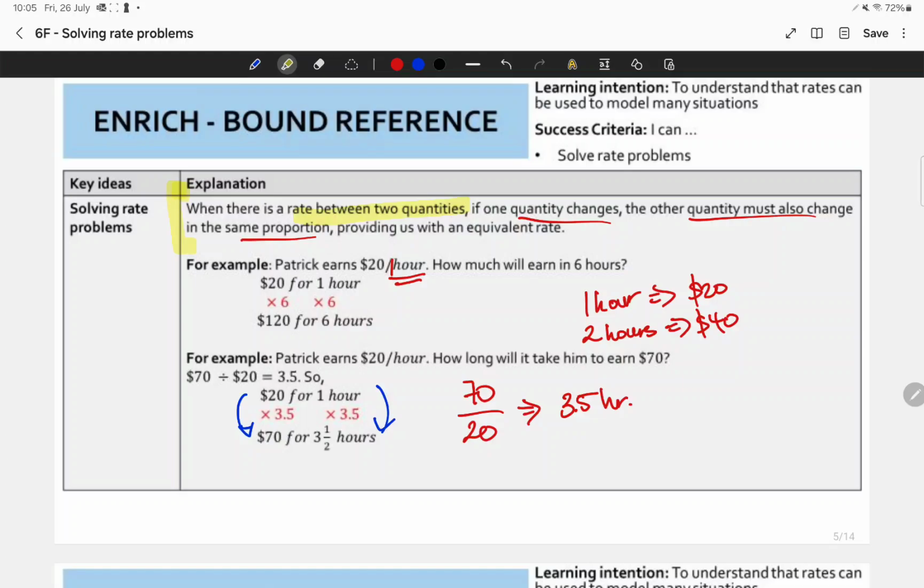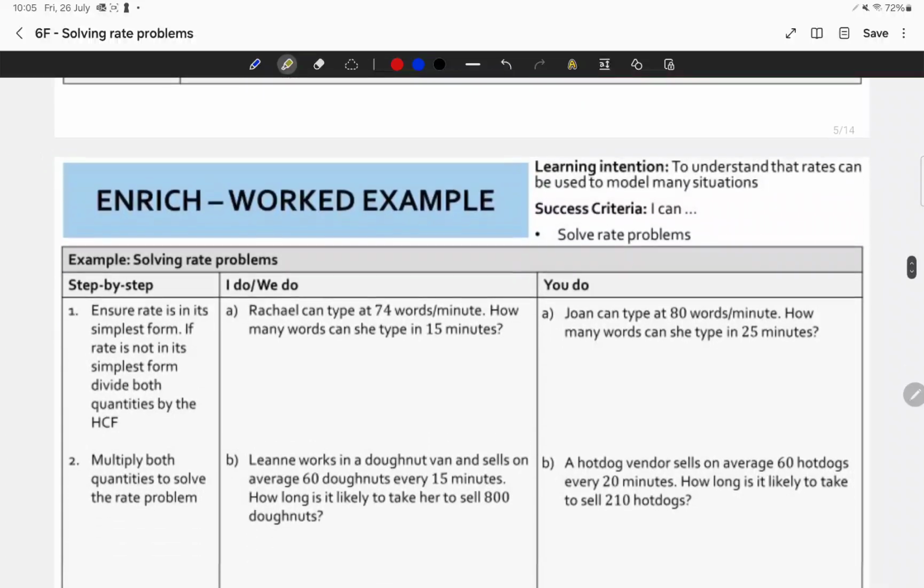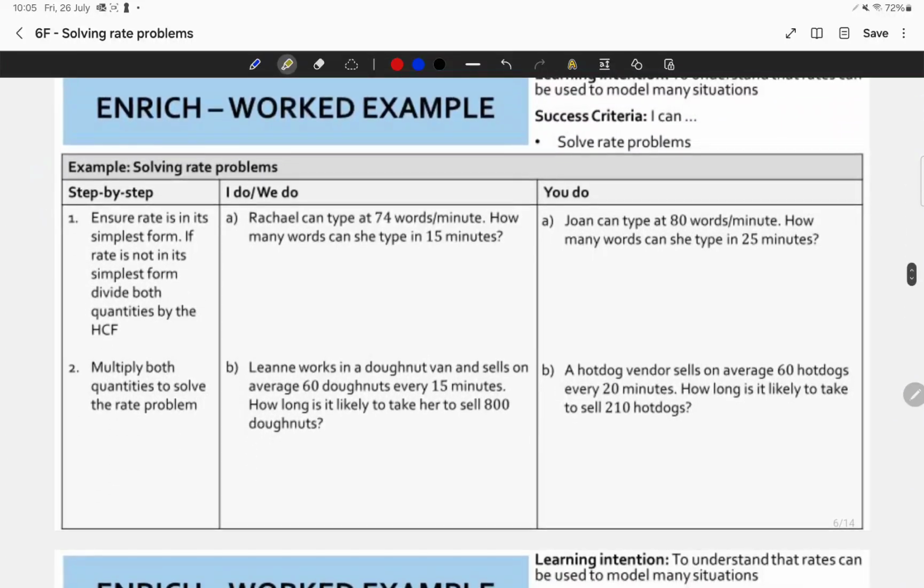Okay. Welcome back. We'll go now to the worked example that we have. Now, we need to make sure always that we highlight the important information when we come to these different word problems. So the step-by-step that we do have is we need to ensure that the rate is in its simplest form. Simplest form means that it is actually per one unit. So you have the first quantity happening per one unit of the other thing happening, okay?